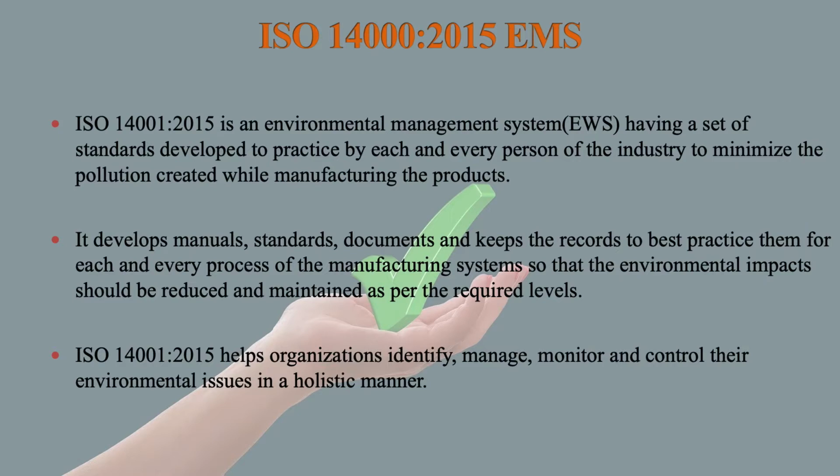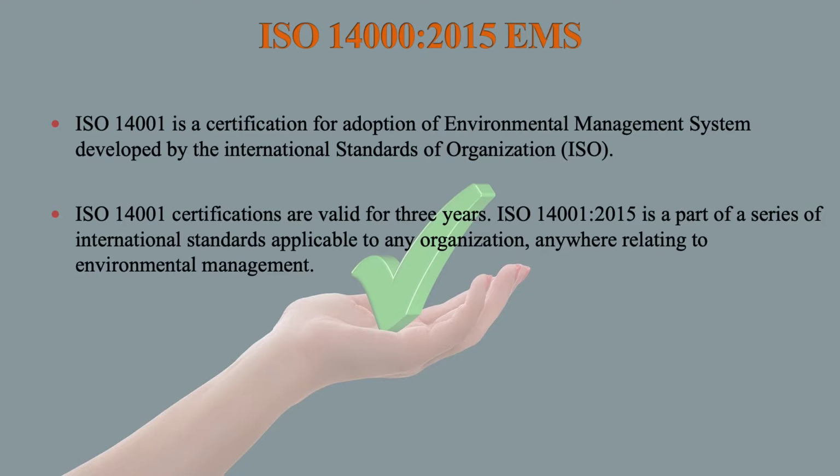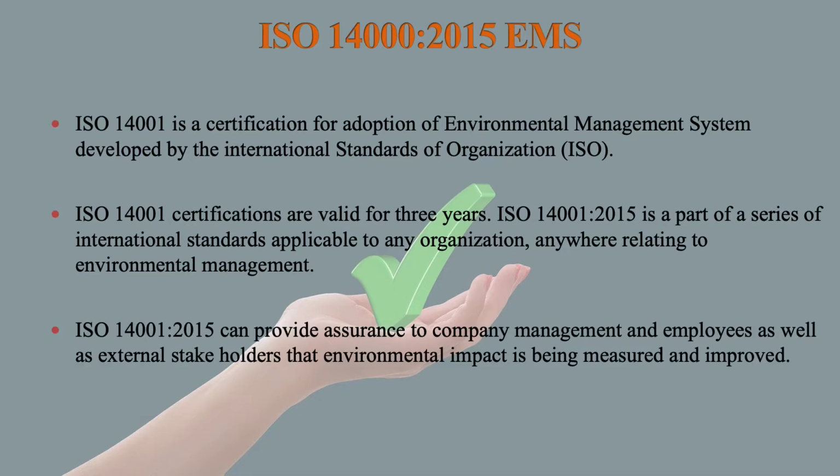ISO 14001:2015 helps organizations identify, manage, monitor, and control their environmental issues in a holistic manner. ISO 14000 is a certification for adoption of environmental management system developed by the International Organization for Standardization, ISO. ISO 14001 certifications are valid for 3 years. ISO 14001:2015 is a part of an organization anywhere relating to environmental management. ISO 14001:2015 can provide assurance to company management and employees as well as external stakeholders that environmental impact is being measured and improved. ISO 14000:2000 Environmental Management System Series Architecture.